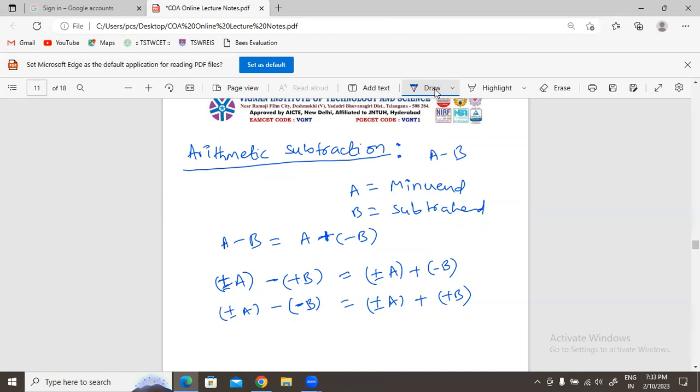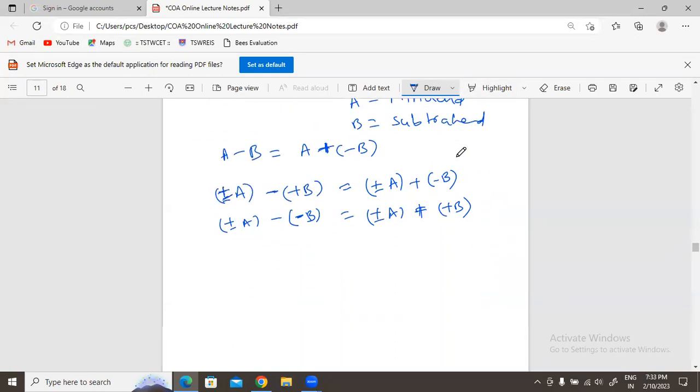That means minus into minus is plus, as we know mathematically. But here also we are converting the positive number into negative, and the negative number into positive. So you need to understand that here. Okay, so let me take an example. Now I want to add minus 6 and minus 7.